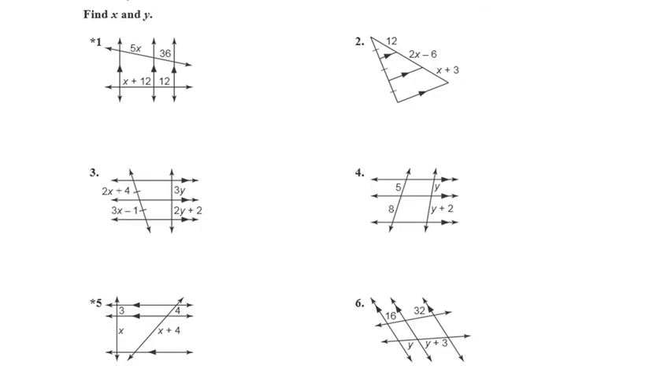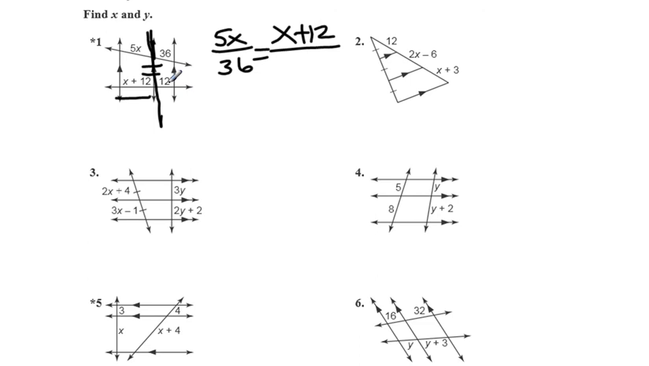Okay, number 1 on the back, we're asked to find x and y, and you have 3 parallel lines, and as I said before, think of the middle line as one big fraction bar. So they already set it up for you. You just have to stick an equal sign in between the two fractions. So we can say 5x over 36, here's my fraction bar, equals x plus 12 over 12.